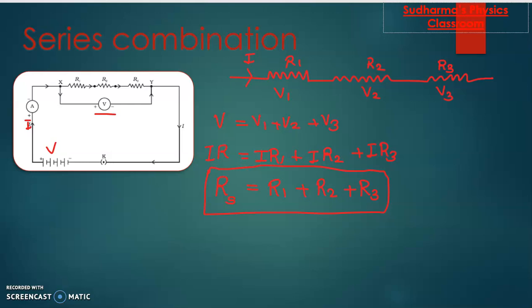Since here we have only one type of connection, it's easy for us to write R is equal to R1 plus R2 plus R3. That's fine. But when you get a combination of resistors that includes both series and parallel combination, then writing this way helps you a lot in solving the questions.